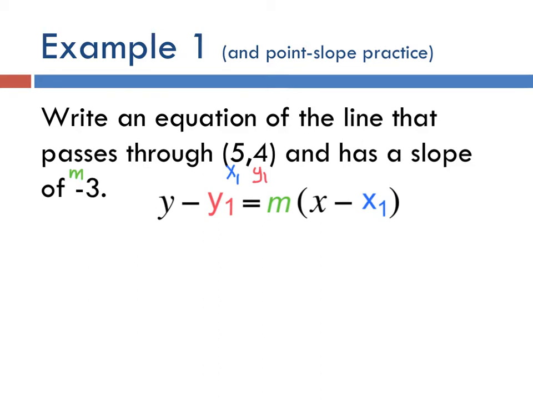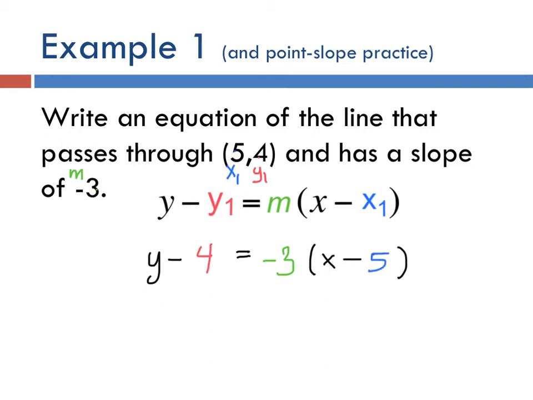So let me write the skeleton down first. y minus something equals the slope times x minus something. And I like writing down the skeleton because it's helpful to see what you need to do, and sometimes it helps with the negatives too. So y1 is 4. The slope is -3. And x1 is 5. So now keep doing the math.